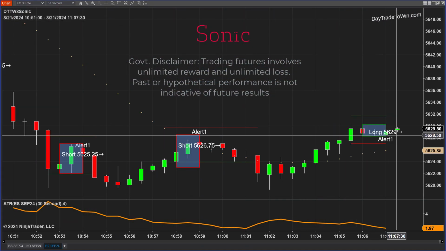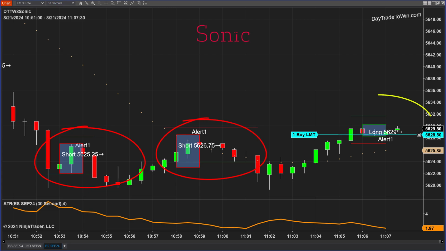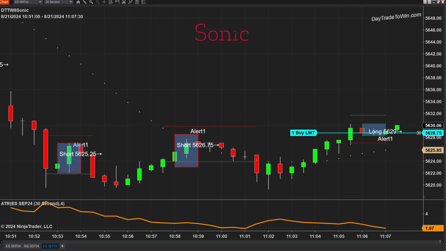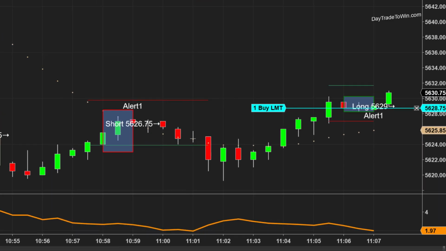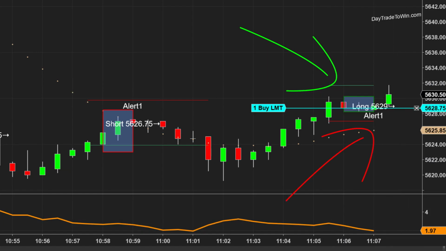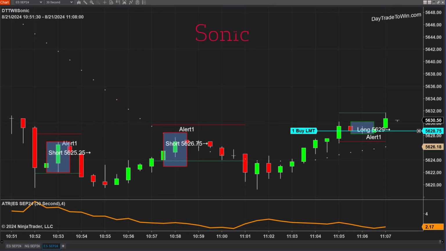All right, traders, let's get right into learning a little bit more about the Sonic trading system. We can see here a few signals on the chart, 2 short signals and now 1 long signal. Now if you follow the signals, you can see the latest one, 56.29, has that green horizontal line. That's the profit target, and just below that is also the stop, that red line right there. So each entry has a corresponding target and a corresponding stop.